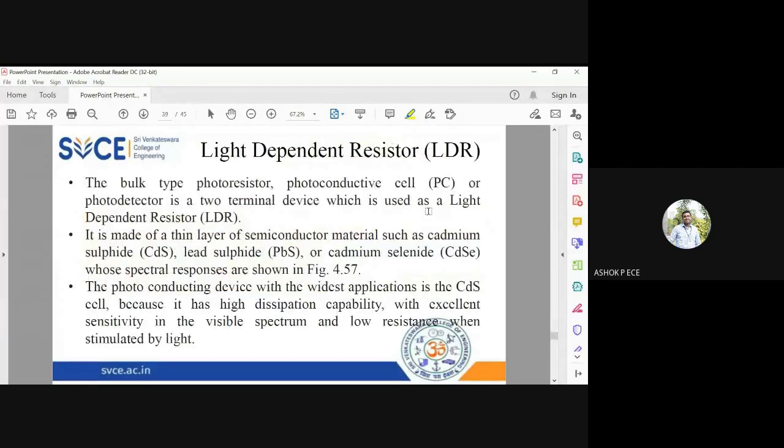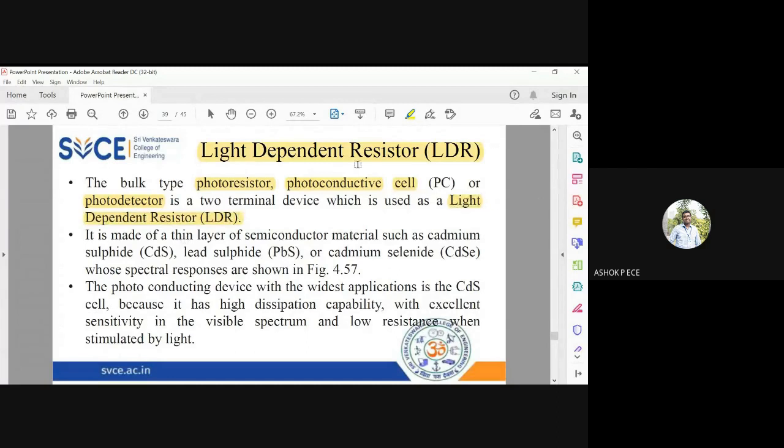And next one we have an LDR. So LDR is a light dependent resistor. It is also called a photoresistor, a photoconductive cell, or a photodetector. So it is a two-terminal device which is commonly known as LDR, light dependent resistor.